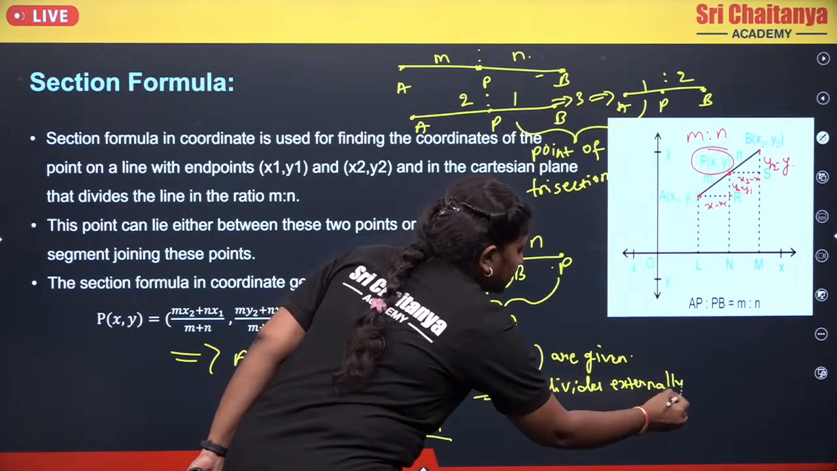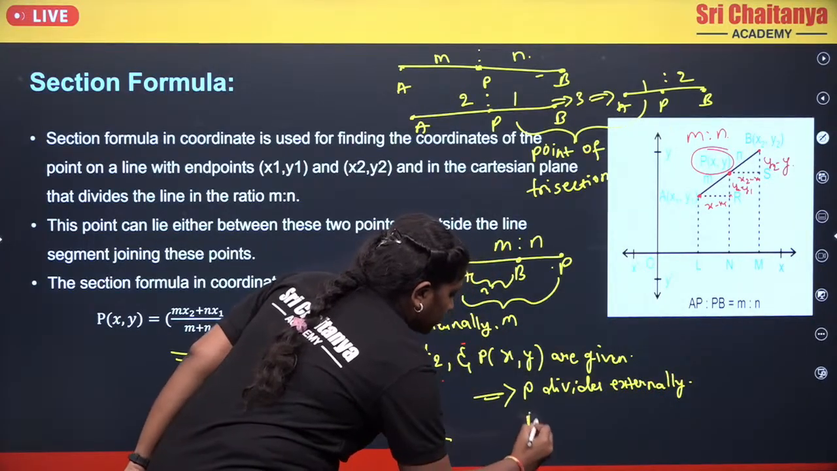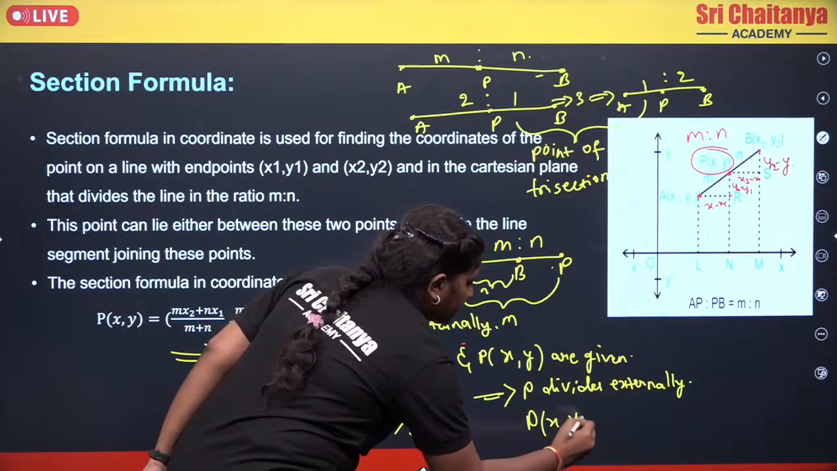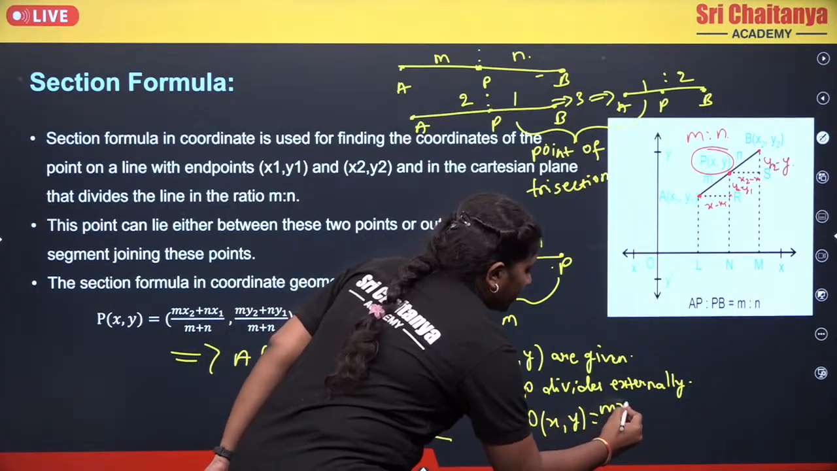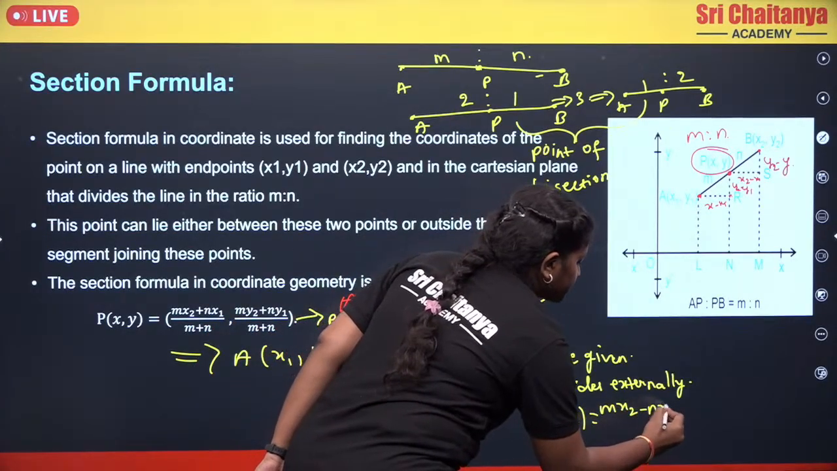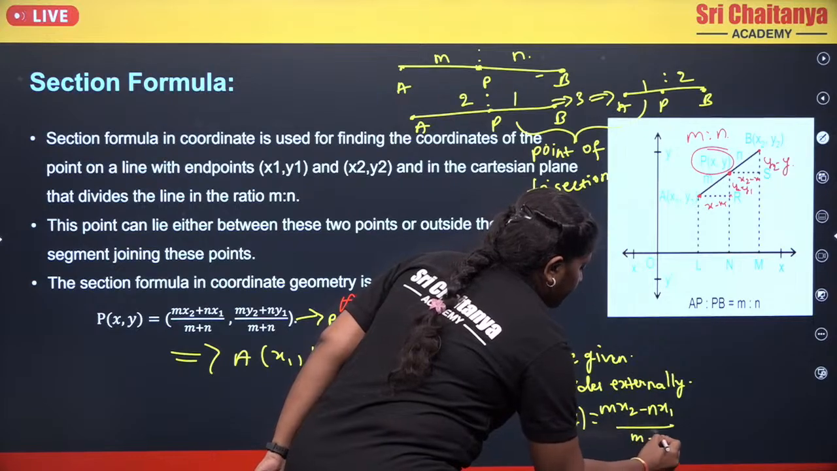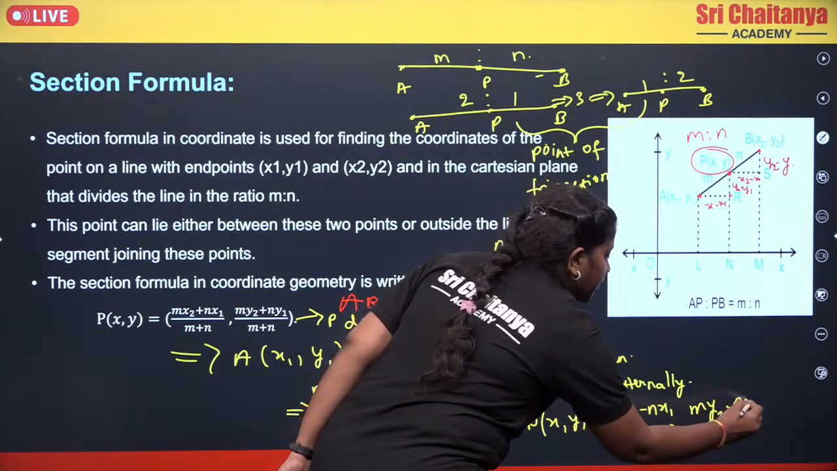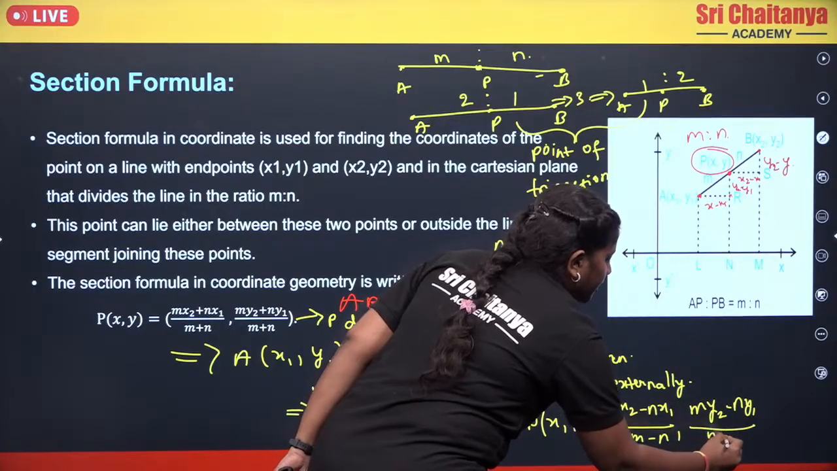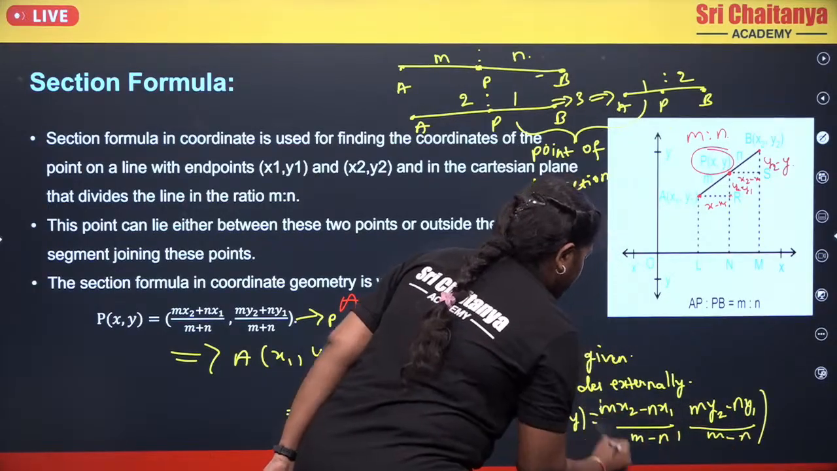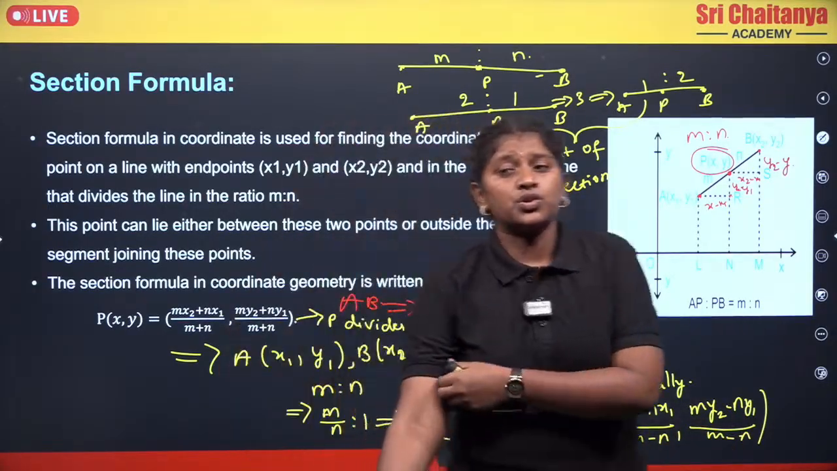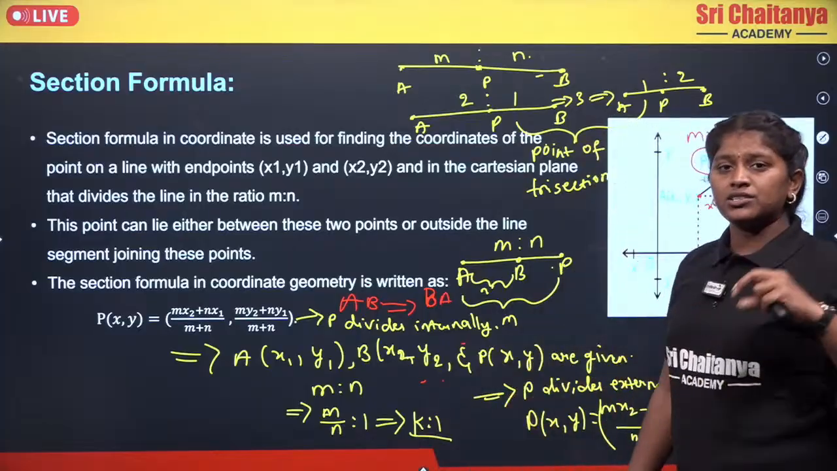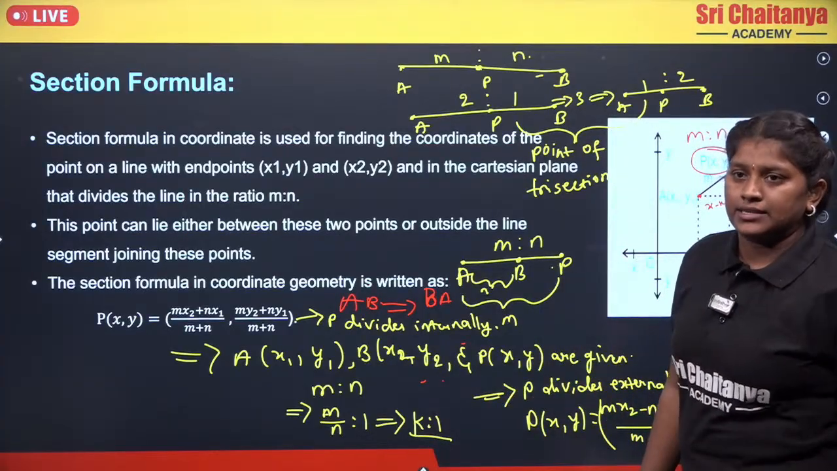Okay, so that becomes your P of x comma y equals (mx2 minus nx1) by (m minus n) comma (my2 minus ny1) by (m minus n). Okay, so you should be very clear whether the point P is dividing internally or externally.